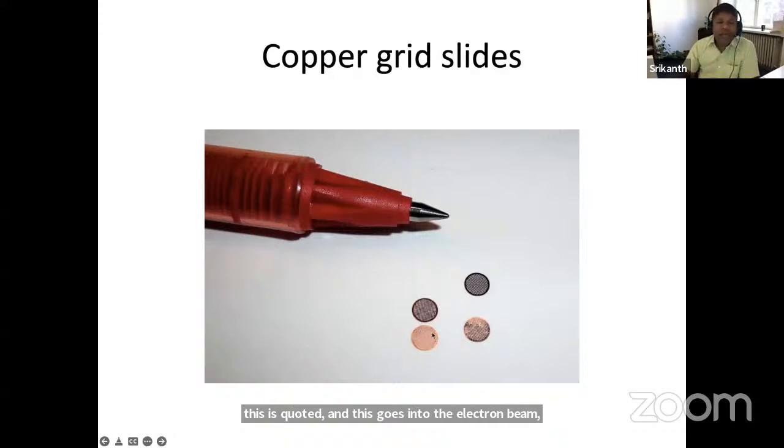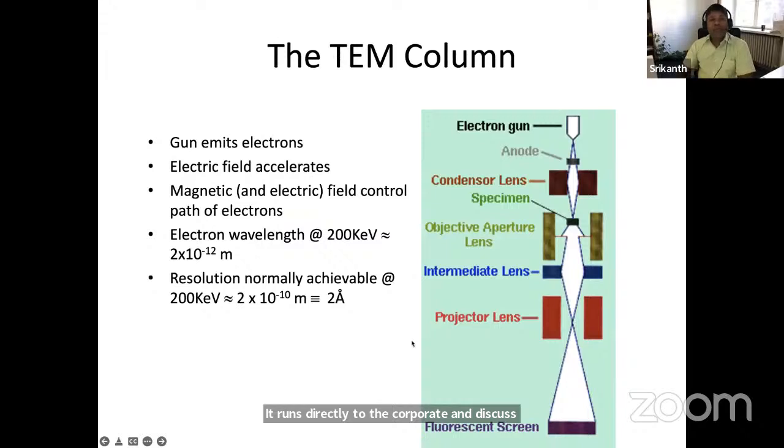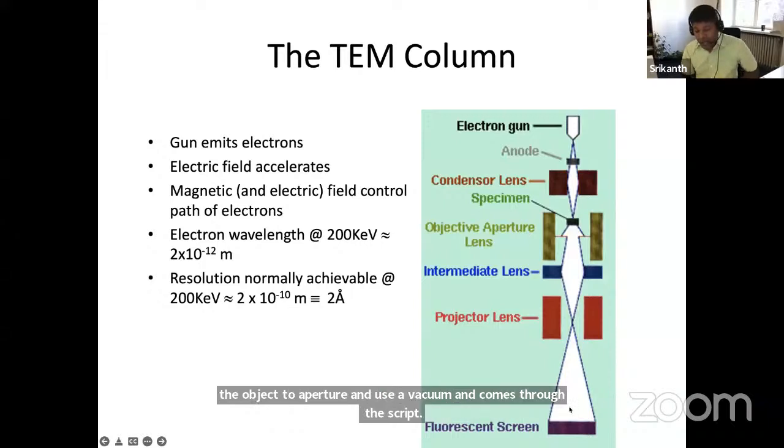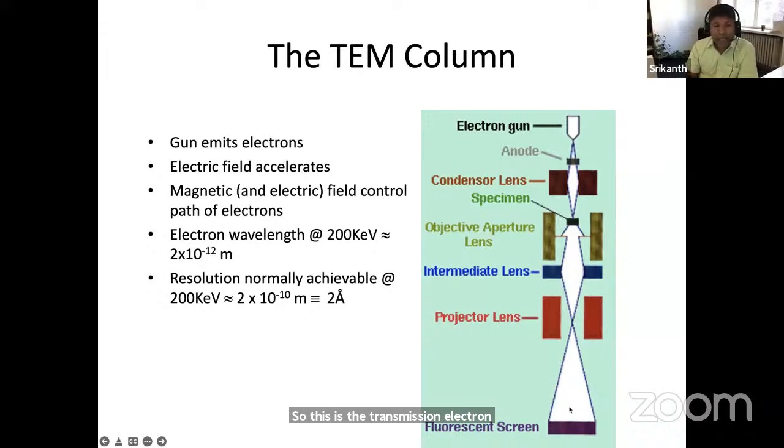What happens is that when you put the electrons directly on the section, it breaks the section. So to protect the specimen from breaking, we coat it with a light Formvar coating, and the section we cut with the glass knife adheres directly to the copper grid. This copper grid now goes into the specimen chamber, and you put the electron gun, and the beam goes to the objective aperture, under vacuum, and comes to the screen. So this is a transmission electron microscope using the TEM column.